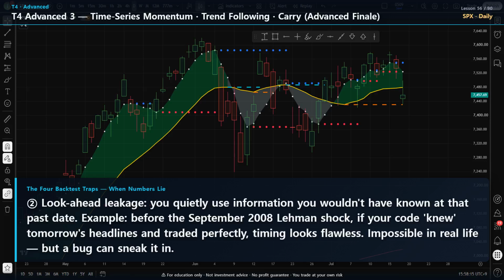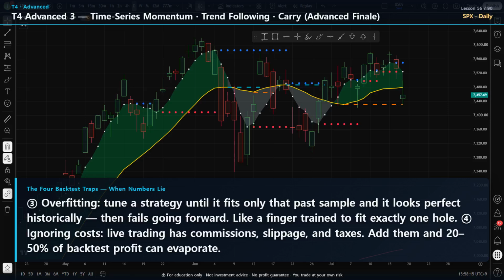Look-ahead leakage. You quietly use information you wouldn't have known at that past date. Example, before the September 2008 Lehman shock, if your code knew tomorrow's headlines and traded perfectly, timing looks flawless. Impossible in real life, but a bug can sneak it in. Overfitting. Tune a strategy until it fits only that past sample and it looks perfect historically, then fails going forward. Like a finger trained to fit exactly one hole. Ignoring costs. Live trading has commissions, slippage, and taxes. Add them and 20 to 50% of backtest profit can evaporate.